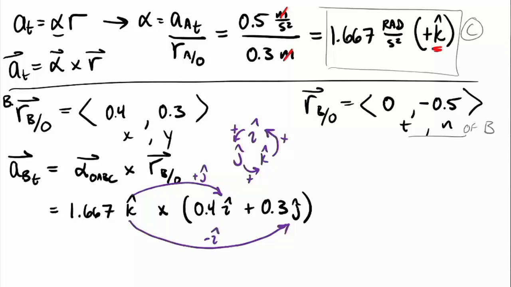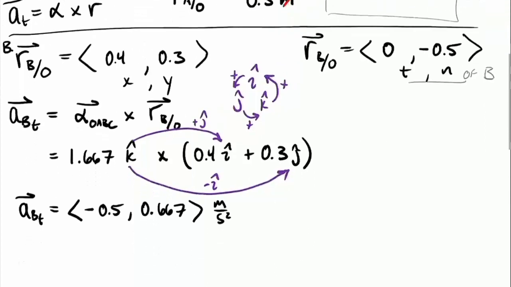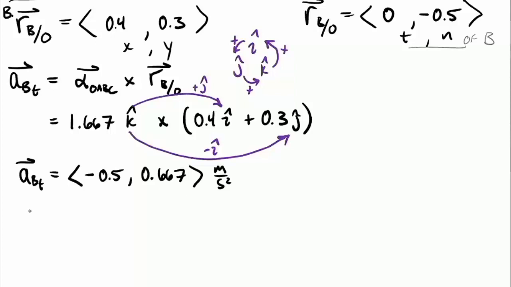All right, so I just basically multiply the coefficients, bring over these unit vectors. I end up with a vector, going back to my bracket notation, of negative 0.5 comma 0.667. Okay, so that's my A, B sub T vector in meters per second squared. I'm going to do the same thing for my normal. A, B sub N as a vector is equal to the negative of the omega. Sorry, I put the negative up front. Let's put it with the R.